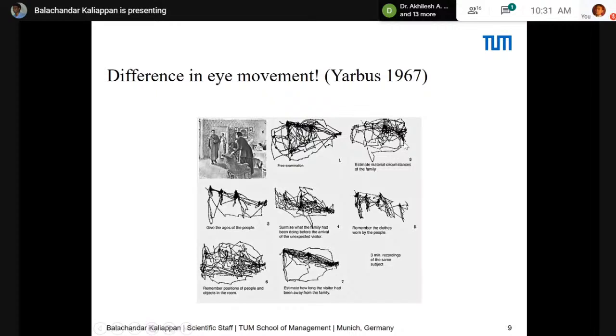When that task was given, people did not look at the people, but they basically looked at the dress of the people and the objects around the house, which you can see here, right? So there are a lot of dark patterns here, which means people have placed their eyes in this part of the image.